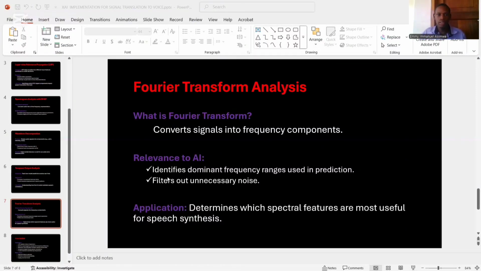The relevance: we identified dominant frequency ranges in prediction, and we filtered out unnecessary noise. The application determined which spectral features are most useful for speech synthesis. So we were able to identify which features are useful in the process.